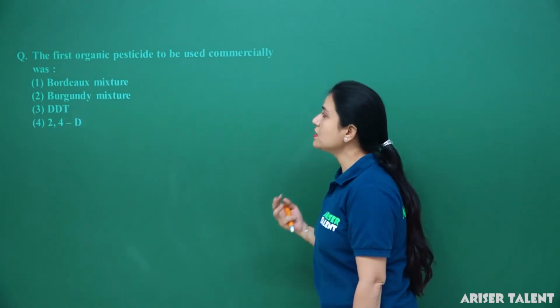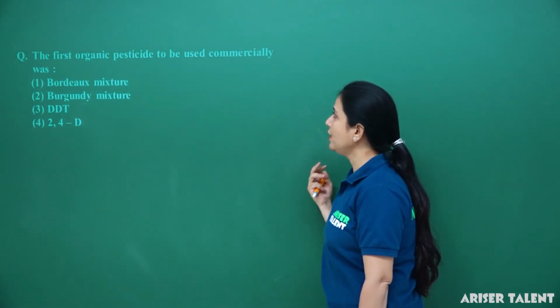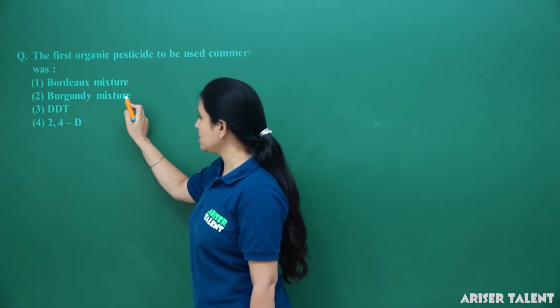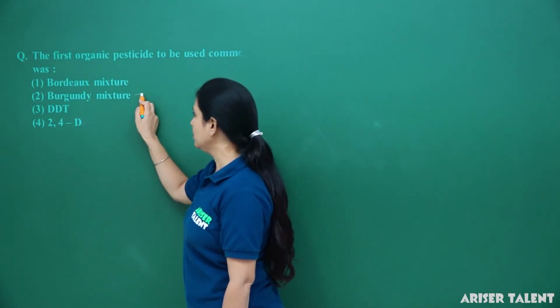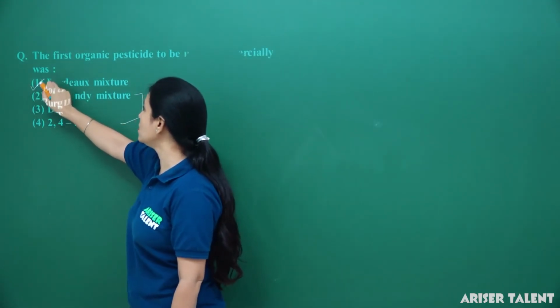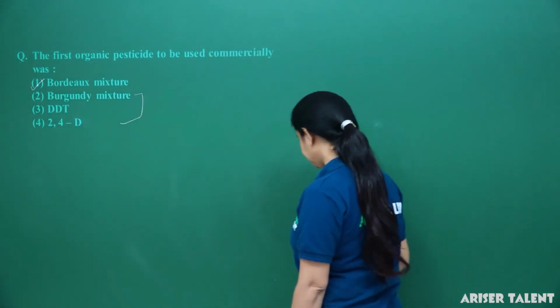Next is, the first organic pesticide to be used commercially was Bordeaux mixture, Burgundy mixture, DDT, 2,4-D. They are not organic pesticides, okay, they are chemical pesticides. So the first was Bordeaux mixture.